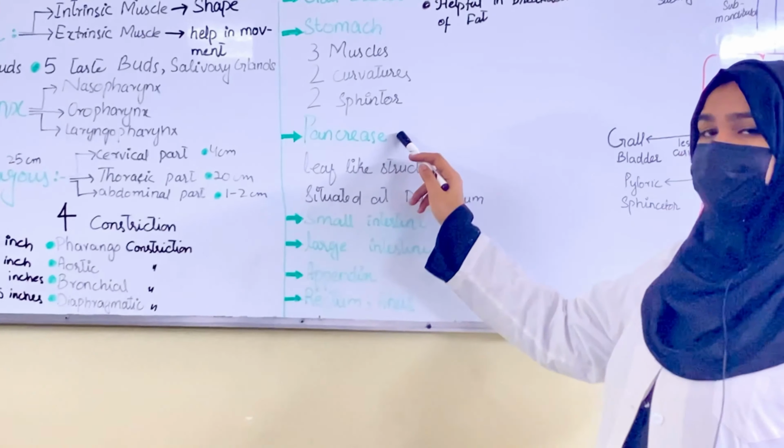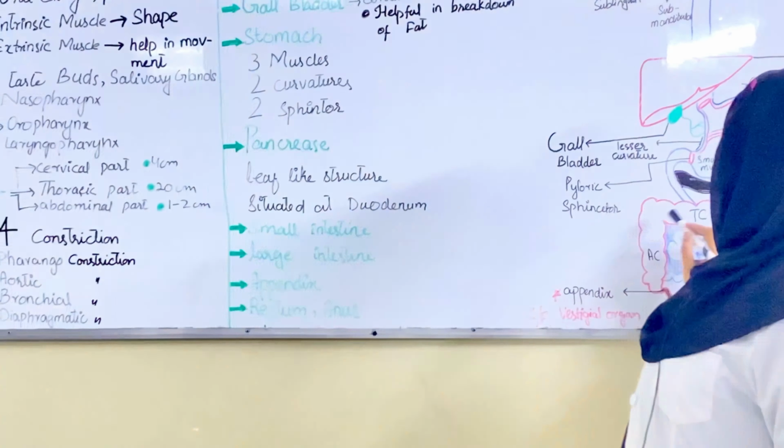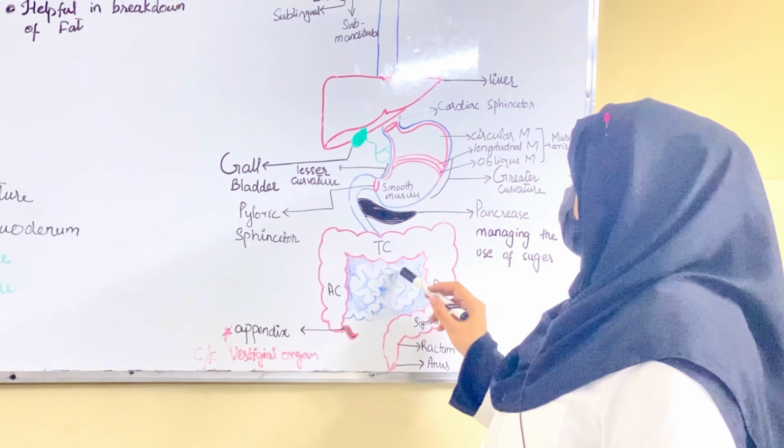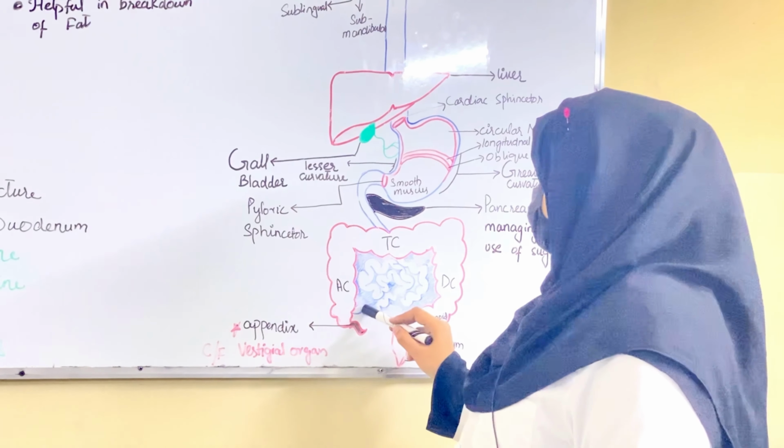After that we will study the pancreas. The pancreas, this one, is a leaf-like structure. You can see it is like a leaf, and situated at the duodenum. This is the duodenum part, and the pancreas is helpful in managing the use of sugar. After that we have the small intestine. You can see it is continuous with the duodenum. It comes from here like this.